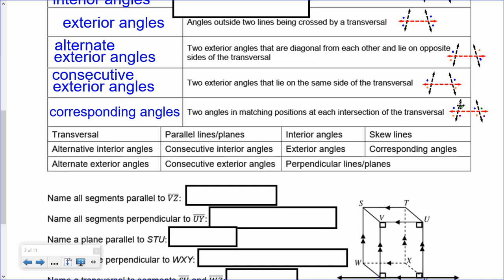The green are in the upper right-hand corners, the orange are in the lower left-hand corners, and the purple are in the lower right-hand corners. So you'll notice that this little crossing should look identical to this crossing with the color coding. That's how corresponding angles work. There's no interior or exterior, right? That's just these up here. Corresponding is its own idea. So matching positions.